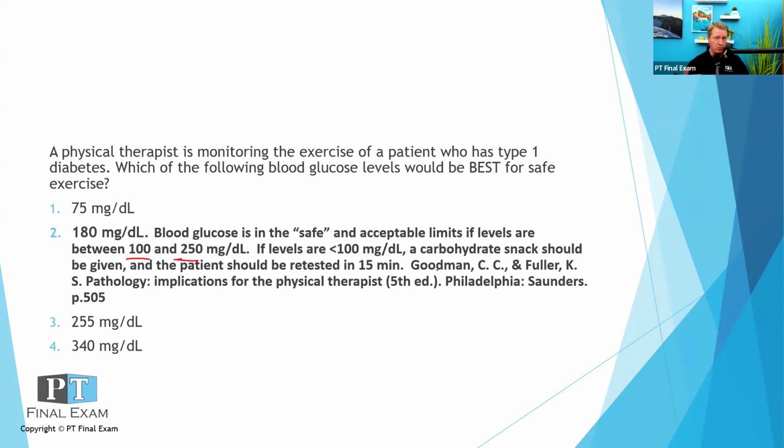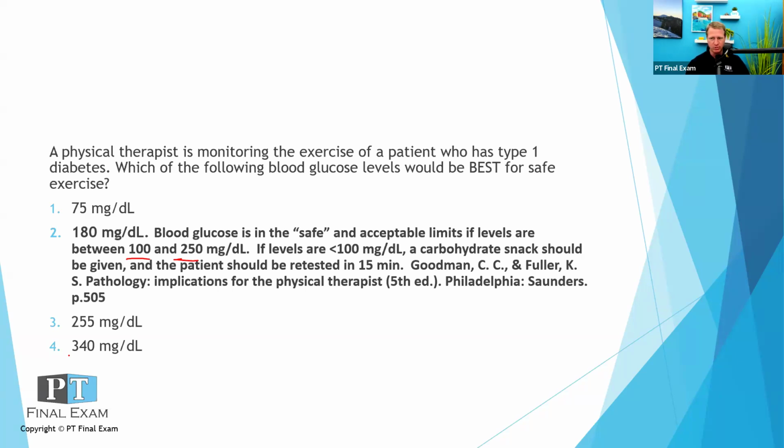If it's above 250, then exercise would not be indicated because they are a little bit too high. They need to come back down. The likelihood of diabetic ketoacidosis is very high, especially above 250 and certainly above 300. It's almost guaranteed at that point. So your safe blood glucose level is between 100 and 250 for casual blood glucose.